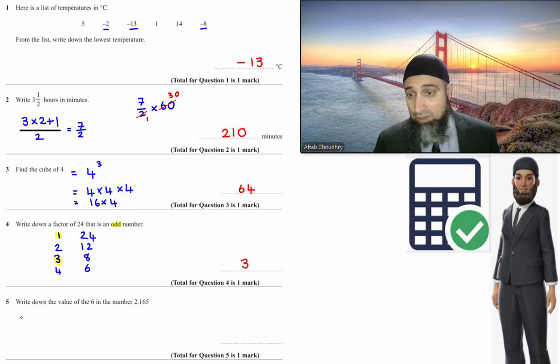And finally, question number 5, write down the value of the 6 in the number 2.165. And with regards to that, we're looking at the hundredths over there. So essentially, that could be 600 there. So 6 over 100, or alternatively, you could just write it down as 0.06.